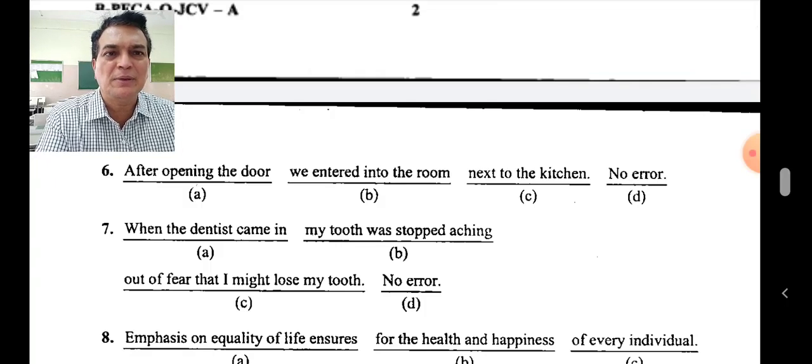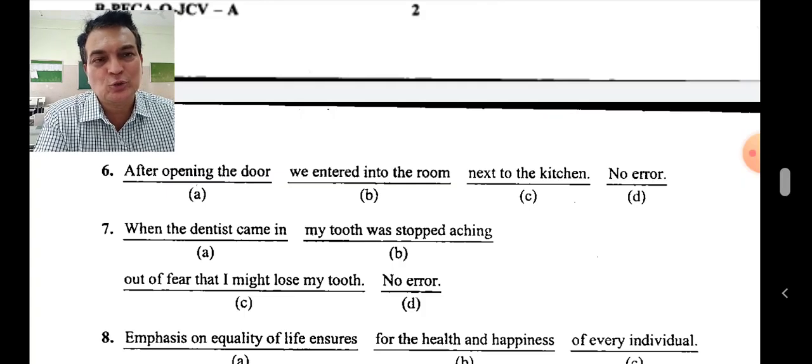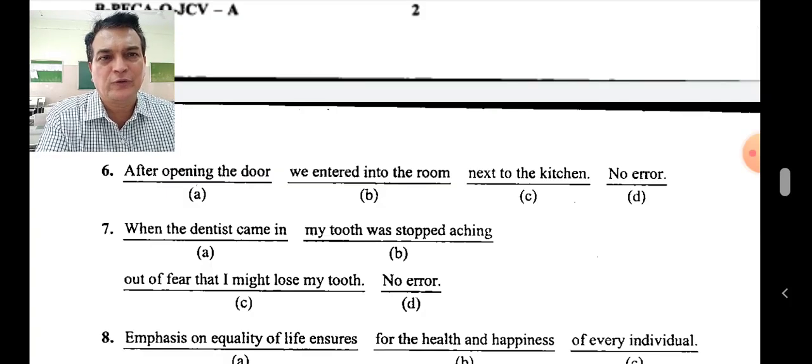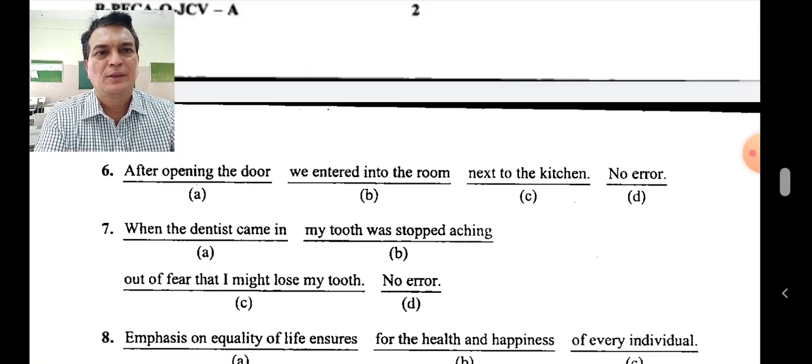When the dentist came in, my tooth was stopped aching. Sounds very, very awkward there. So what should be there? My toothache stopped. When the dentist came in, my toothache stopped out of fear that I might lose my tooth. So B is the right answer. My toothache stopped. That will be the right phrase there. My tooth was stopped aching sounds very awkward. My toothache stopped. You can write that way.